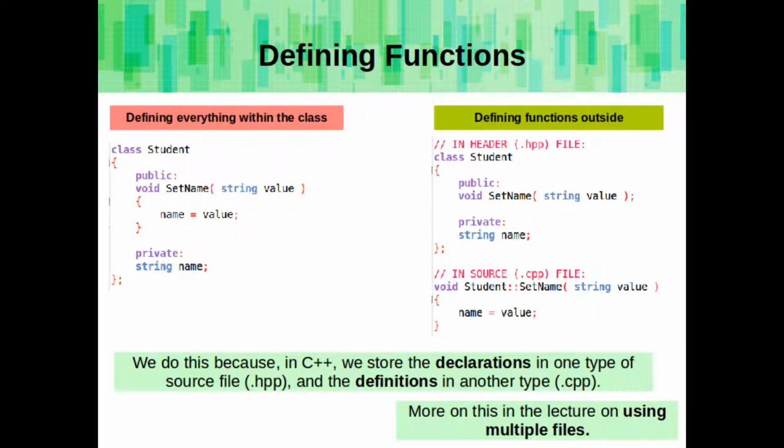We do this because in C++, we store the declarations in one type of source file, the .hpp or header file, and the definitions in another type, the .cpp or source files. More about this on the lecture on using multiple files.